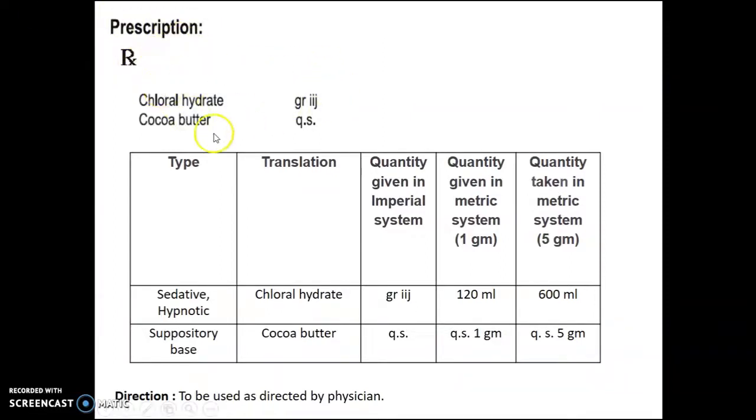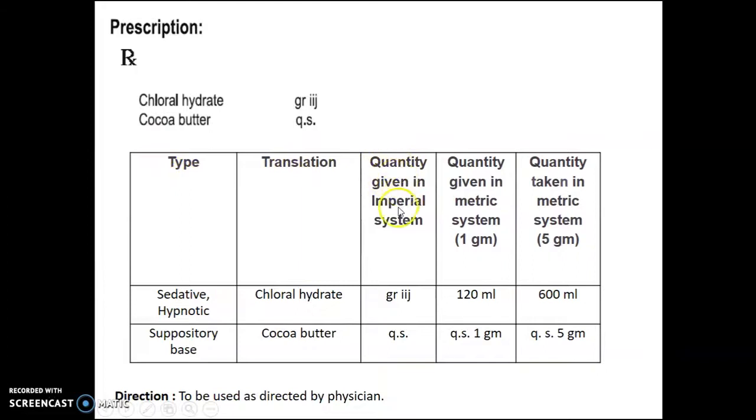Here we have the prescription given in Latin terminology. This is chloral hydrate, quantity given 1 grain into Roman 2, where J stands for ml, that is, it is given in liquid form. Cocoa butter, quantity sufficient. So let's discuss in detail the formulation table. Type, that is category, use or role of ingredient. Translation means the name of the ingredient.